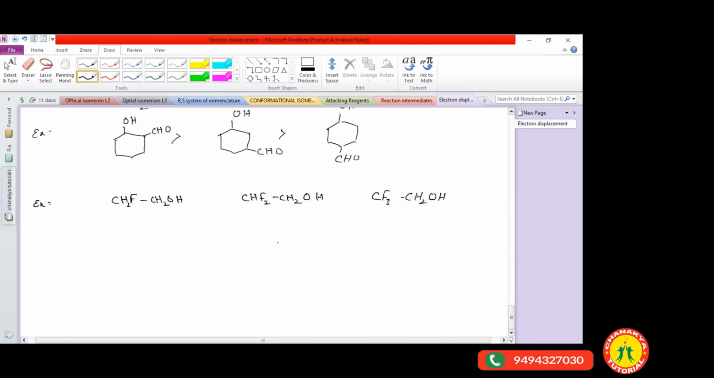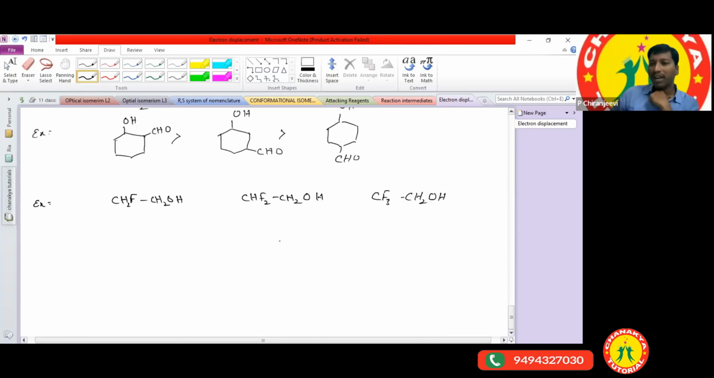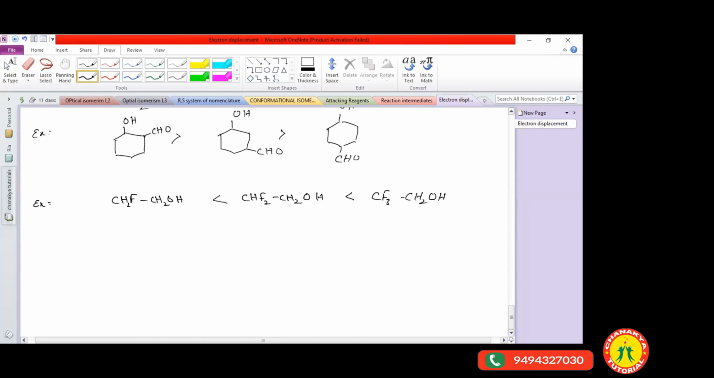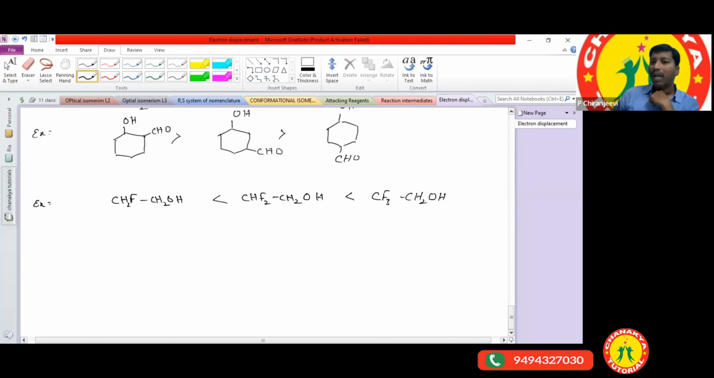So is it the third one? The third one is the correct answer, Aditi. Aditi, why is the third one more acidic? Because it has more fluorine atoms. Very good. Fluorine acts as an electron withdrawing group.